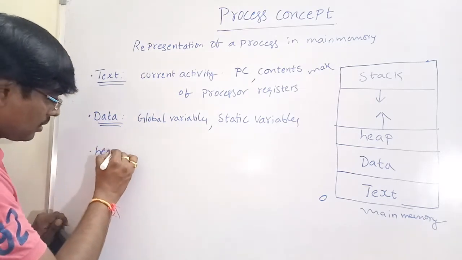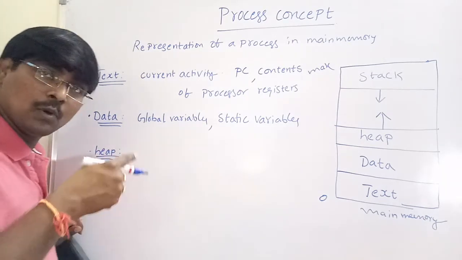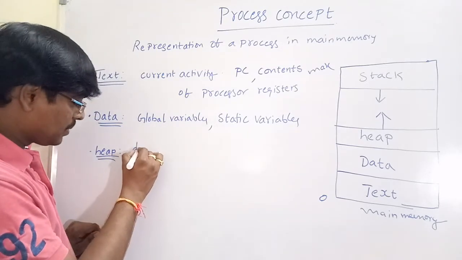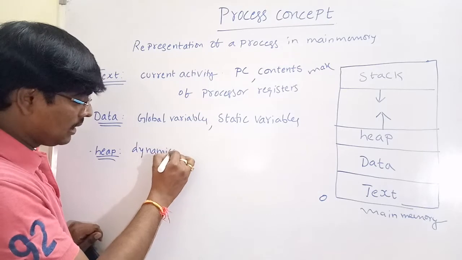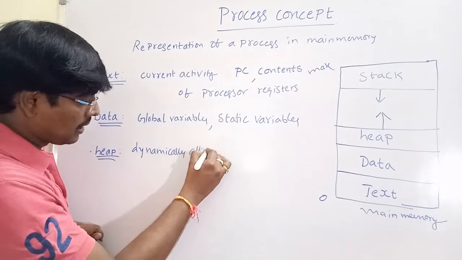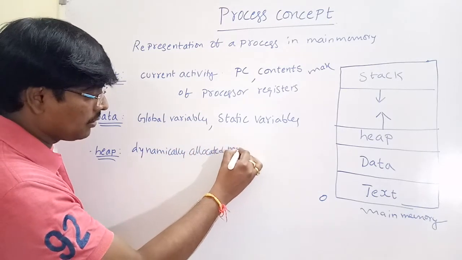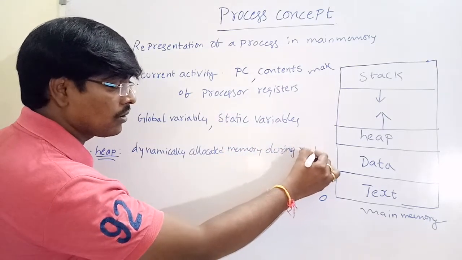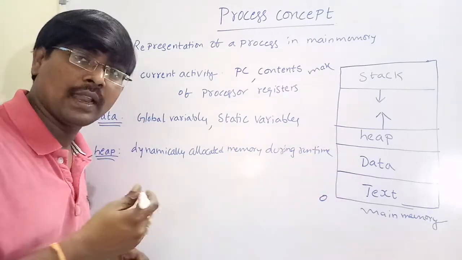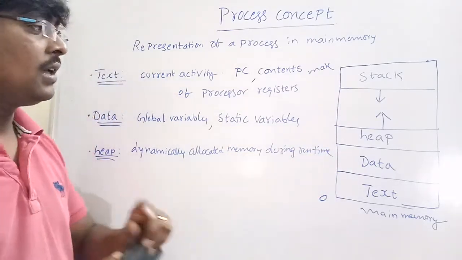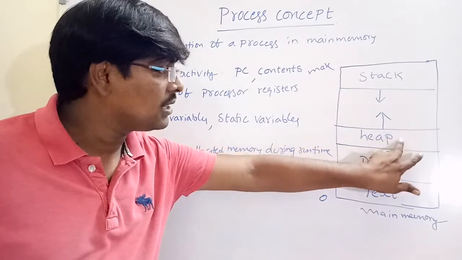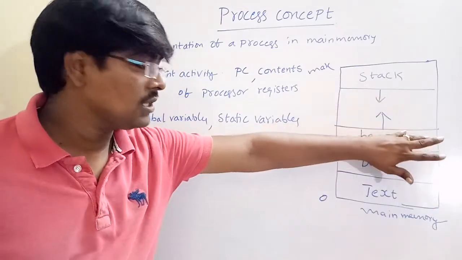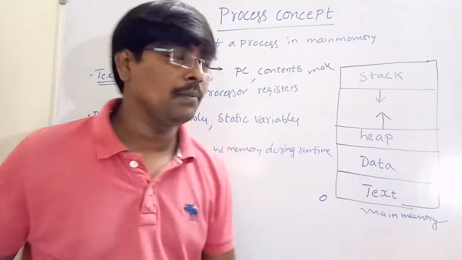Heap means, suppose a program is under execution, it requires some memory. So heap specifies dynamically allocated memory during runtime. That is, during execution we are allocating some memory dynamically. That memory is represented by this heap.